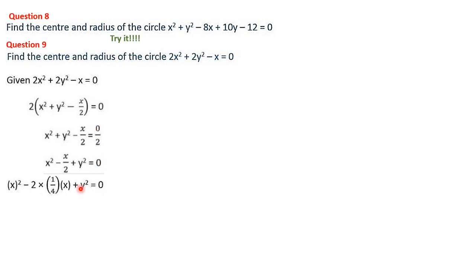Then as before, x square minus x by 2, we have to go for a little arrangement. That means 2 into 1 by 4. 2 into 1 by 4, when we cancel these 2 and 4, what will be coming? 1 by 2 will be coming. So x by 2 is the final one when we do the calculation here. For the time being, we are just doing an adjustment, plus y square equal to 0.